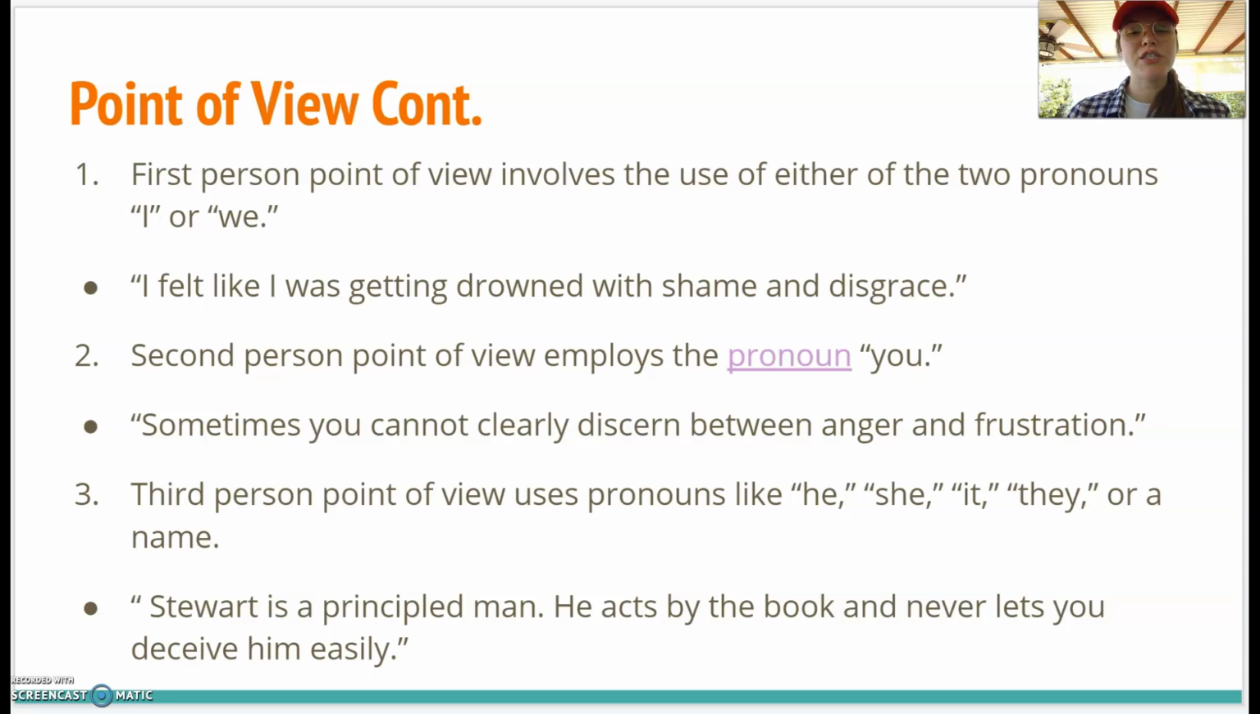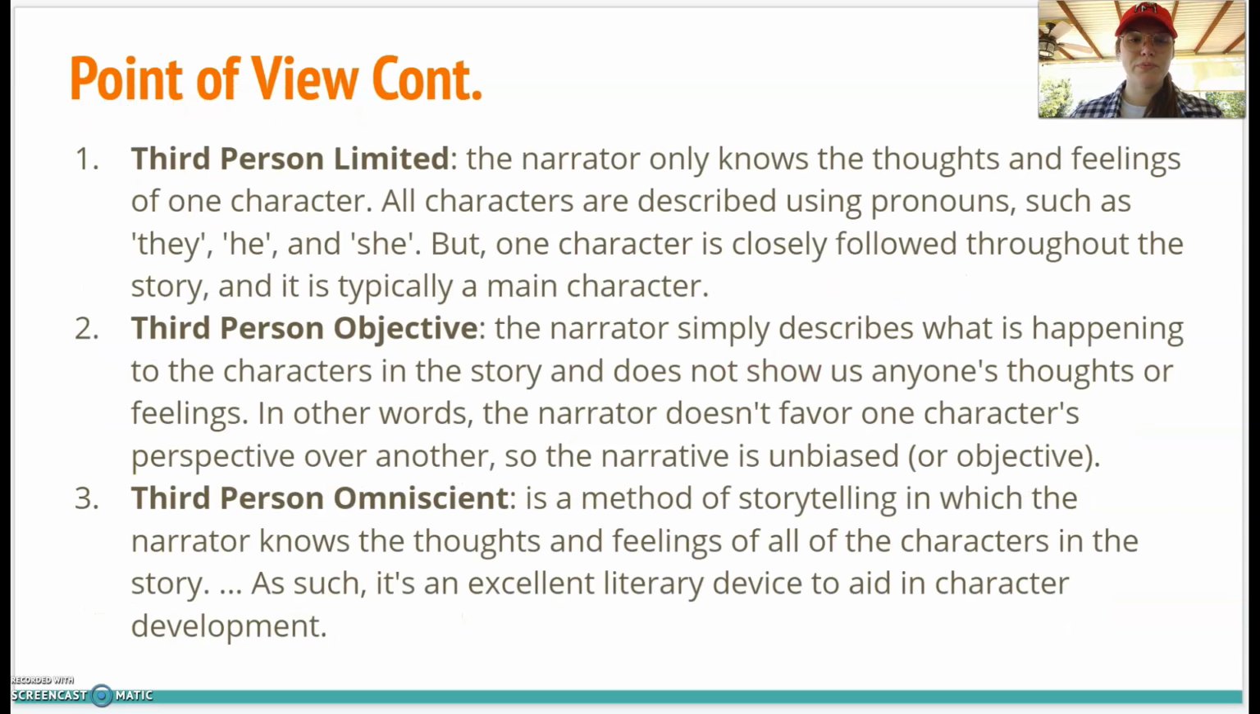The next one is third person point of view. This uses pronouns like he, she, it, they, or a name. Stuart is a principled man. He acts by the book and never lets you deceive him easily. Third person limited. The narrator only knows the thoughts and feelings of one character. All characters are described using pronouns as they, he, and she, but one character is closely followed throughout the story and is typically the main character.